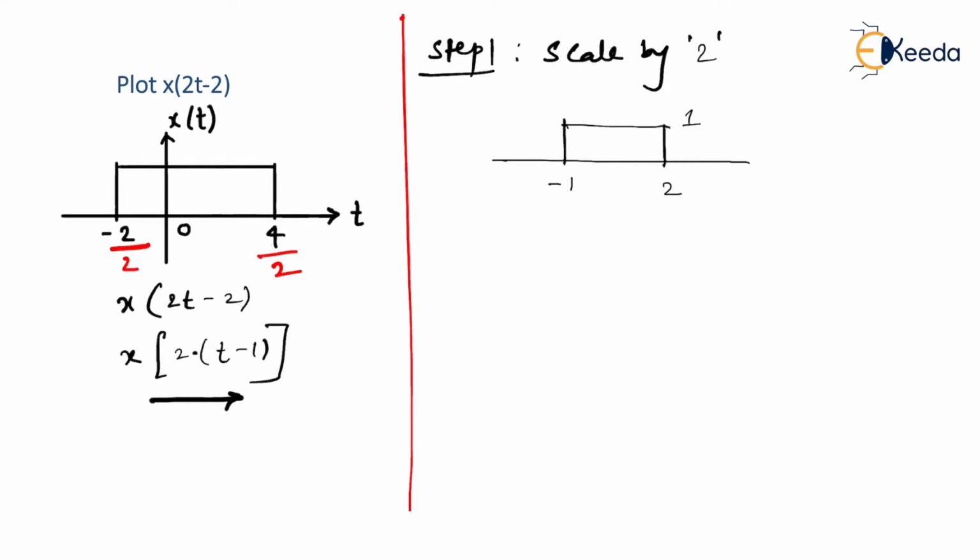Amplitude is not going to change. Step number 2. Now when you are moving from left to right, first of all we have scaled by 2. Now we have to delay by 1. The reason why I'm saying delay by 1 is because I find a negative sign here.